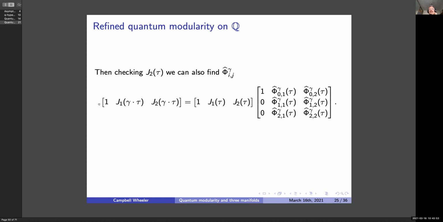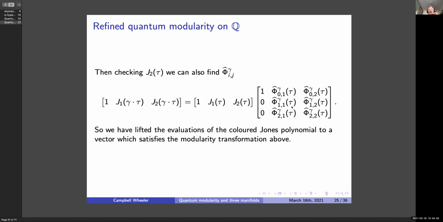So if we take this vector of J0, J1, J2, then this is equal to the vector just evaluated at tau multiplied on the right by this function. Now we want to think of them as analytic functions at all but finitely many points. But originally we came to them as asymptotic series that we've turned into analytic functions. So this is a pretty nice property.